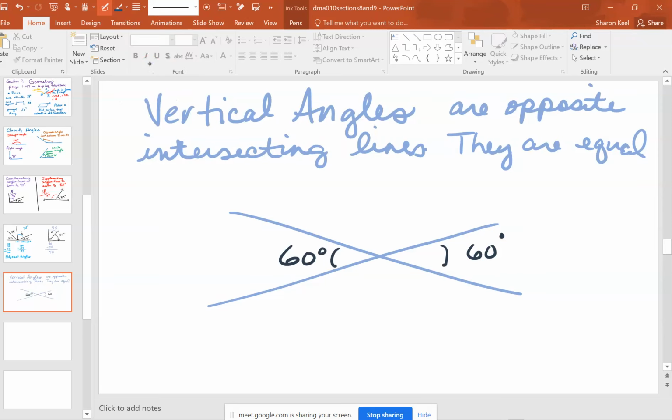When we mentioned adjacent angles, they're angles that are side by side that make that straight line. If this is a straight line and this much is 60, if I took 180 and subtracted 60, that would give me 120. That would mean this angle is equal to 120. These two are vertical from each other, so this angle here is also 120.